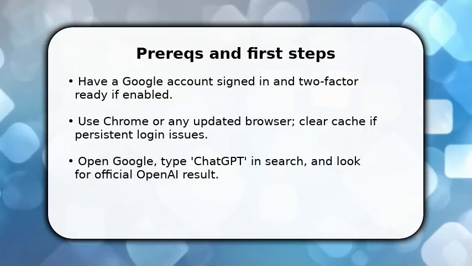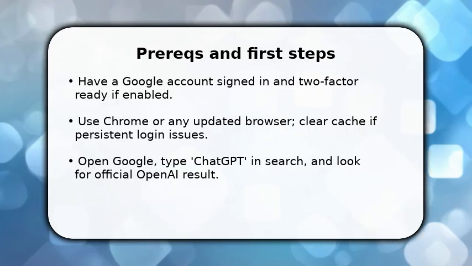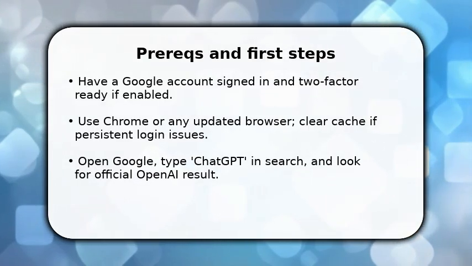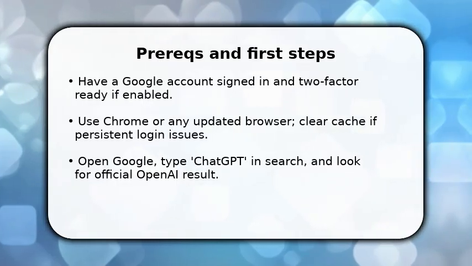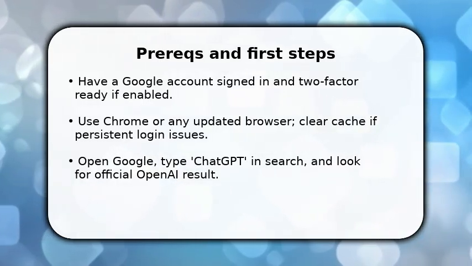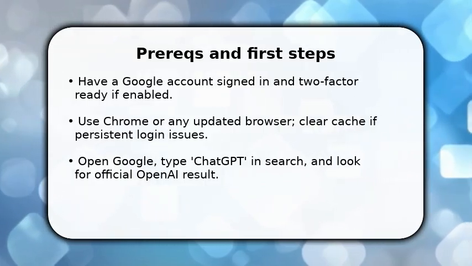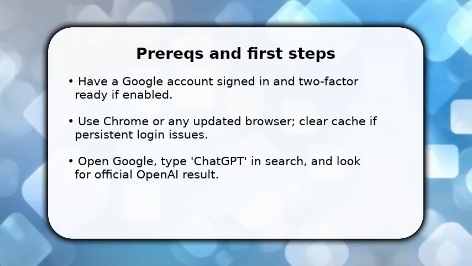You start by confirming two essentials: a signed-in Google account and an up-to-date browser. Once those are set, open Google and type ChatGPT into the search bar. Make sure you select the official OpenAI listing rather than a third-party site. This prevents account prompts from failing.